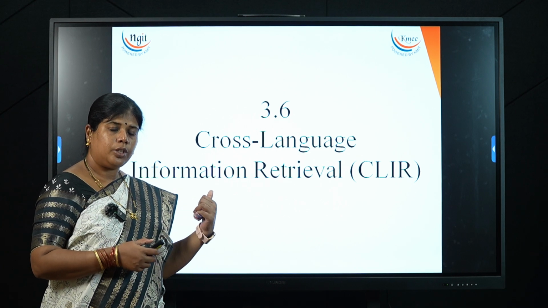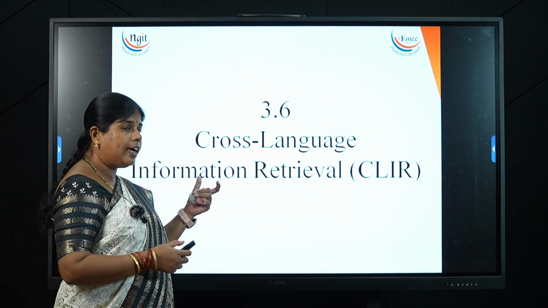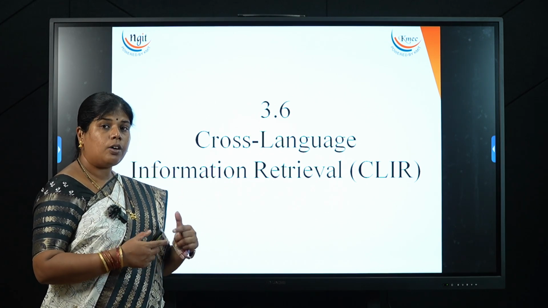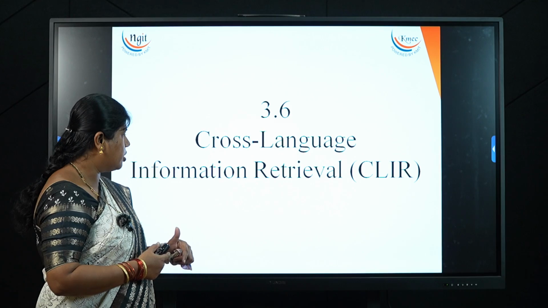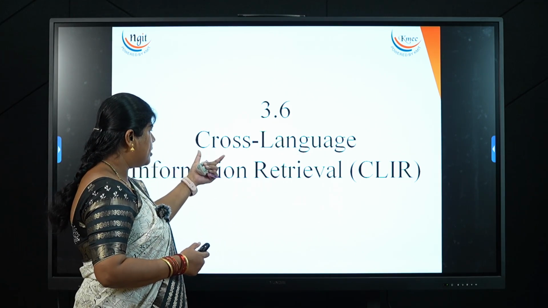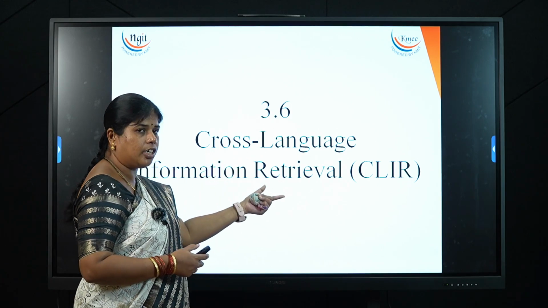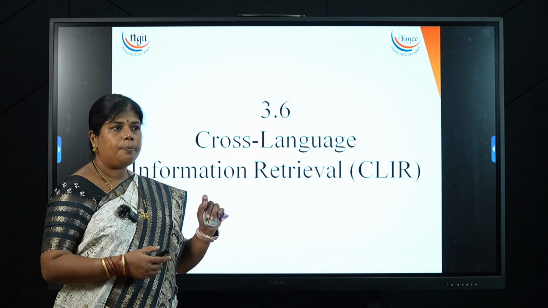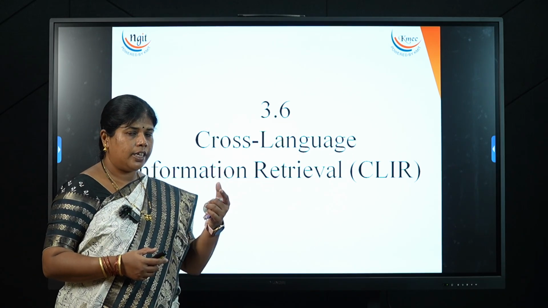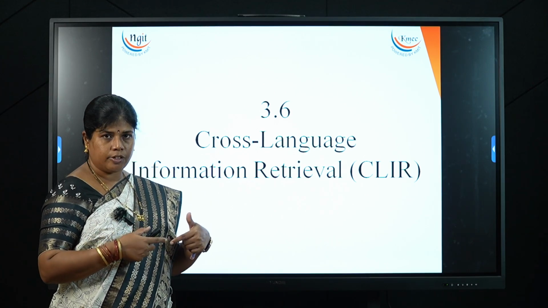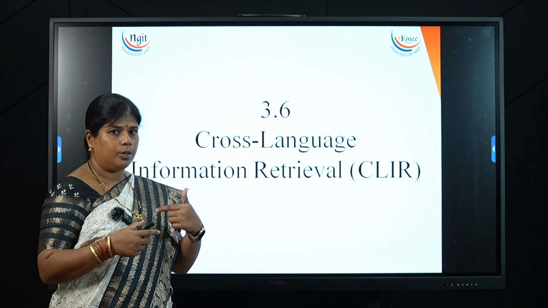Now, as I told in the previous video, language variation is a challenge in syntactic processing. How am I going to deal with the language variation? For that purpose, I should not forget an important concept, that is cross language information retrieval, in short called CLIR. It means the user is giving a query in a particular language and my corpus is in another language. Then how am I going to handle this variation?